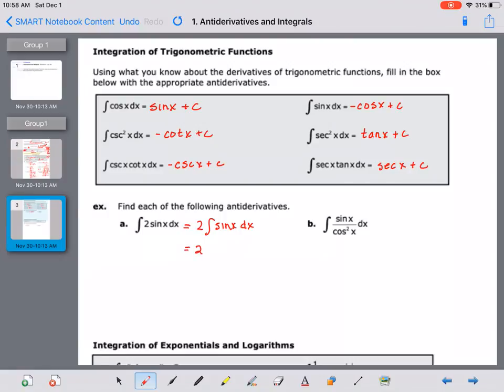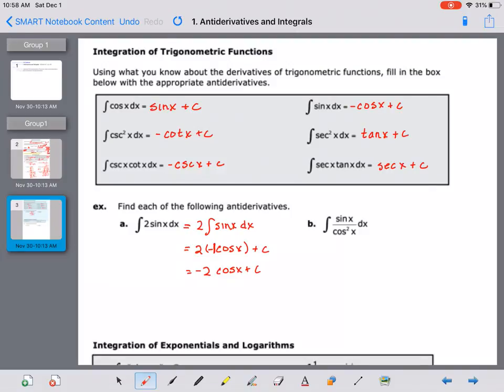So bringing down that 2, and the antiderivative of sine gave us a negative cosine plus c. And then, of course, to simplify that, just remember that negative is not attached to the cosine, it's attached to that coefficient of 1. So negative 1 times 2 gives us negative 2 cosine x plus c.